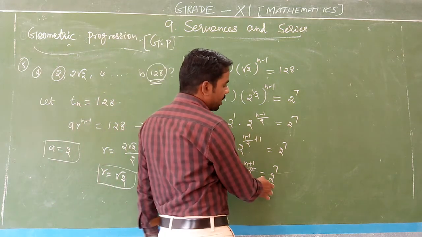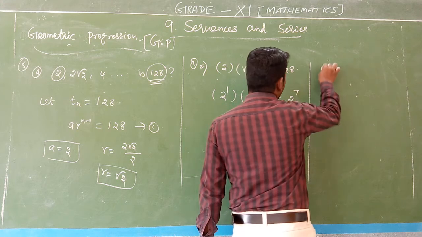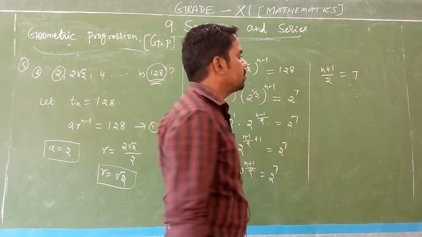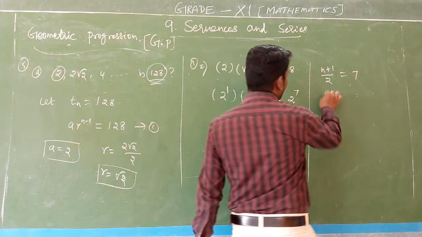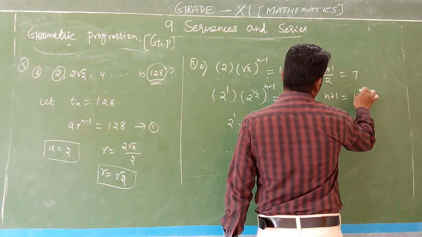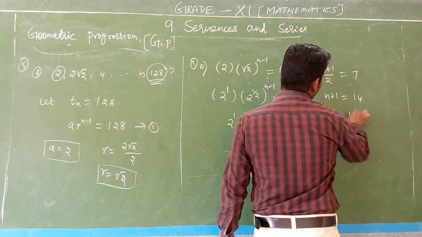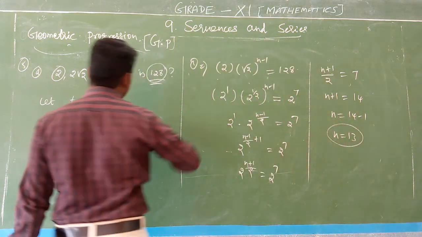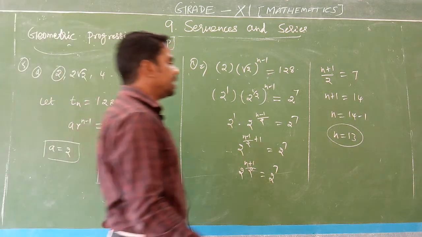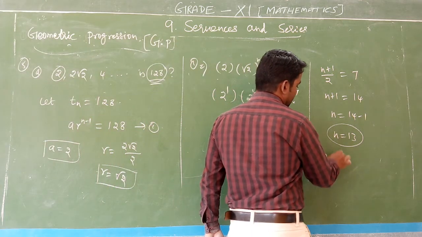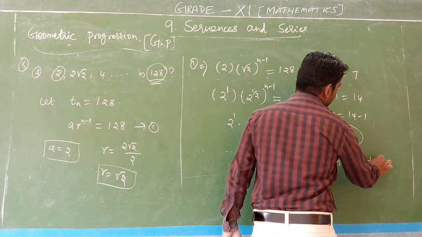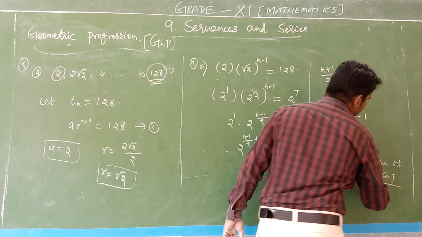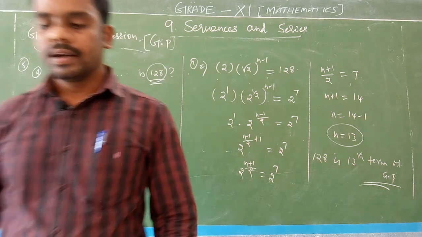Here the bases are equal, so the powers are also equal. So (n plus 1) by 2 is equal to 7, and n plus 1 is equal to 14. So n is equal to 14 minus 1, n equals 13. Therefore, 128 is the 13th term of the given GP. That's all.